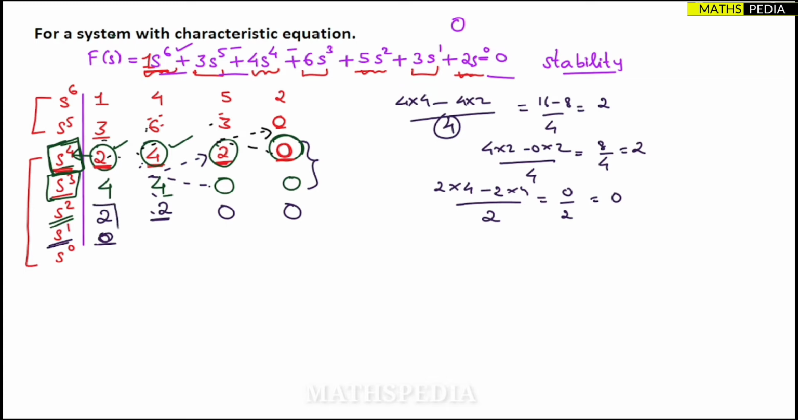A little bit confusing, so I have just removed all the things. So 2 into 0 minus 0 into 4 divided by 2. So basically again it is 0 by 2 which is equal to 0. This is again 0. What about these two elements? Anyways it will be multiplied and the result is also the same.